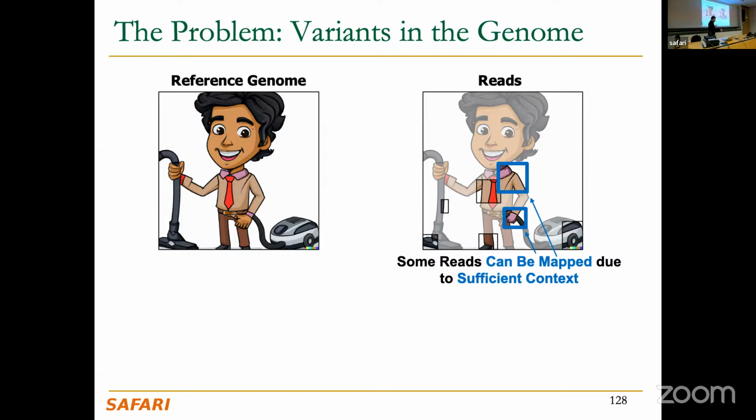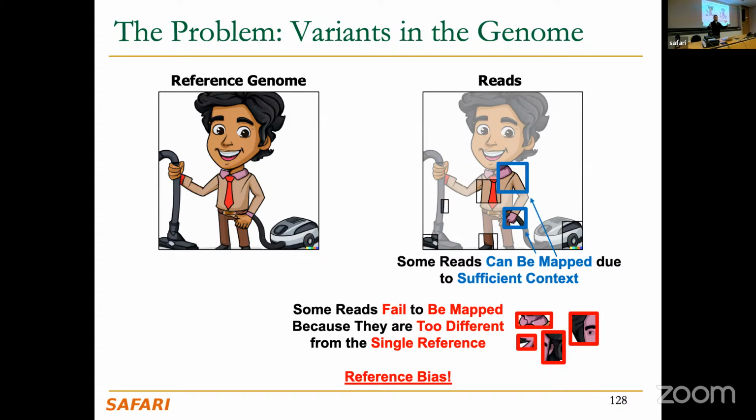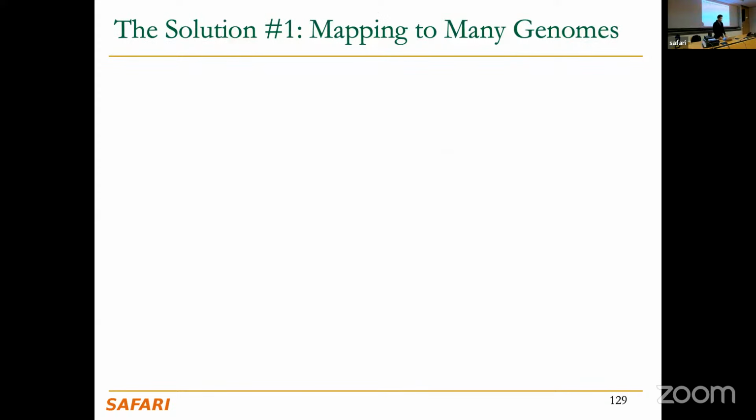But perhaps some variants are even more complex, such that your approximate string matching cannot even detect those. So this means that those reads won't end up getting mapped to the reference genome just because we're using a single reference genome. So this is known as the reference bias. So one solution to, yeah, go ahead.